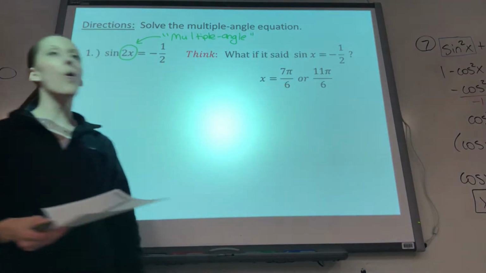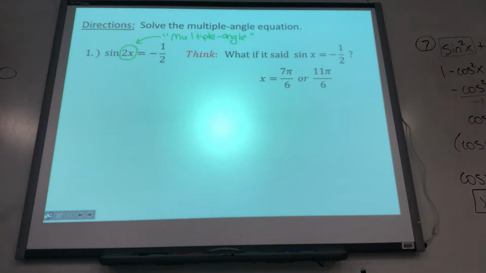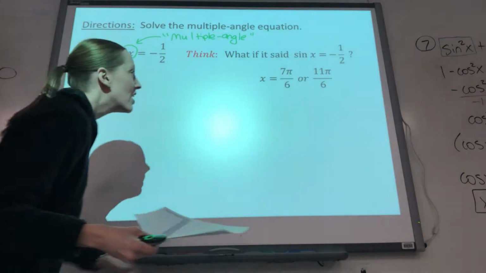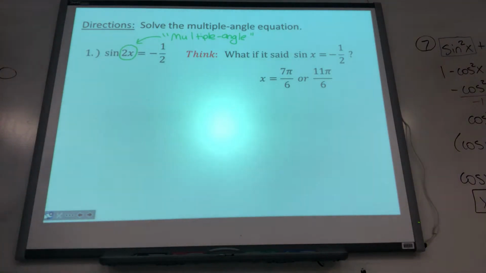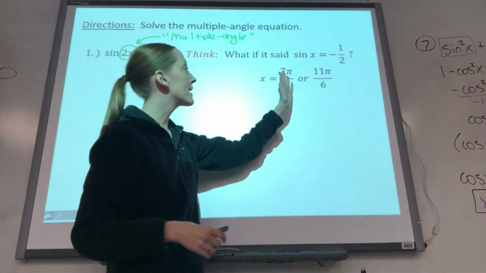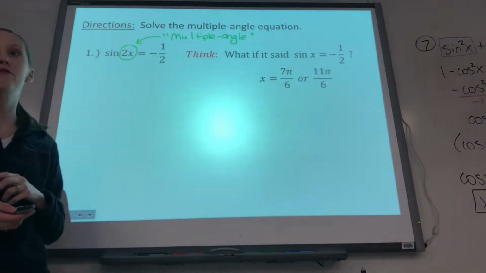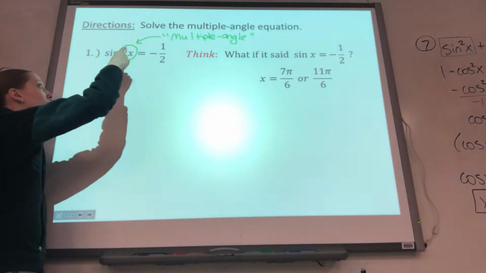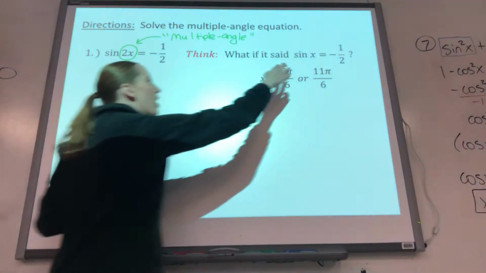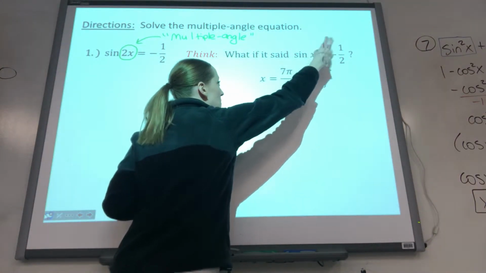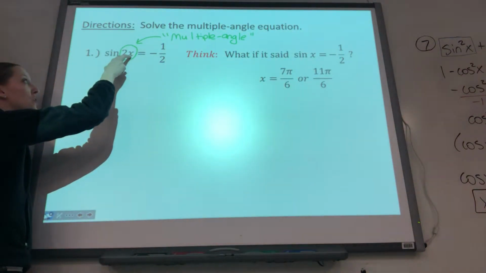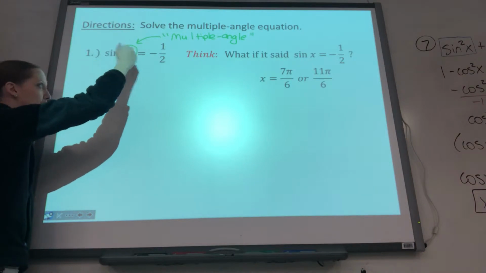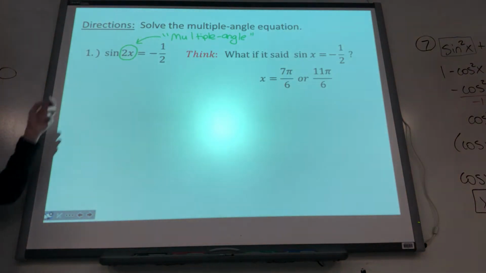I put the word or in the middle. You don't really have to use the word or. You could even put and or put a little comma like you're listing them out. But that's what x would have to be if sine of x was negative 1/2. Well, for us, we don't want x to be negative 1/2. We want 2x, sine of 2x, to be negative 1/2.